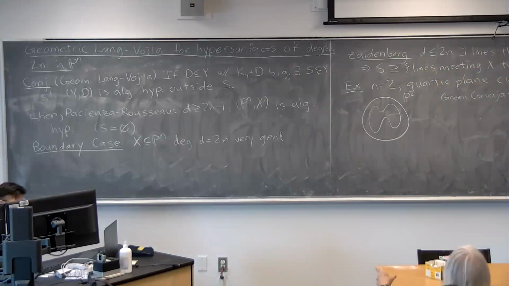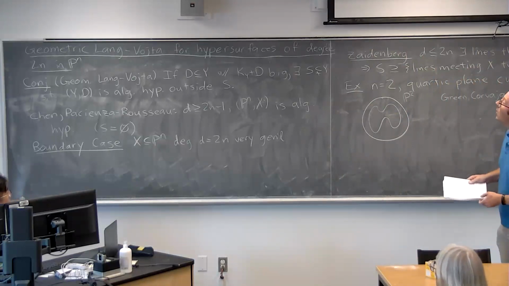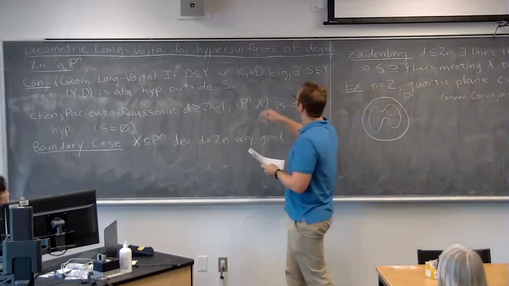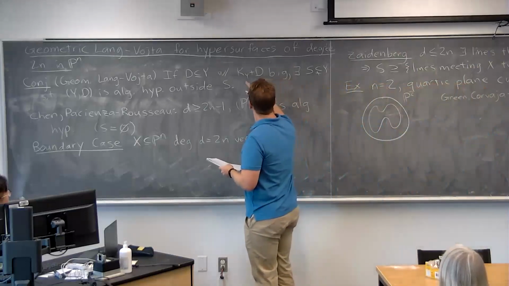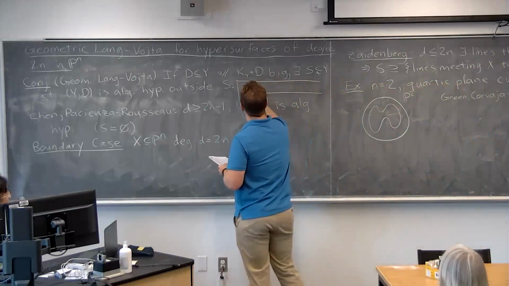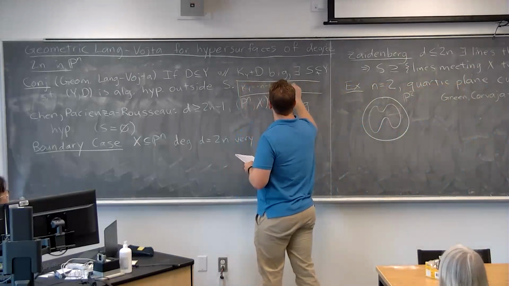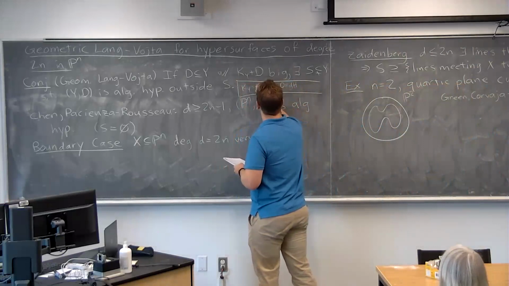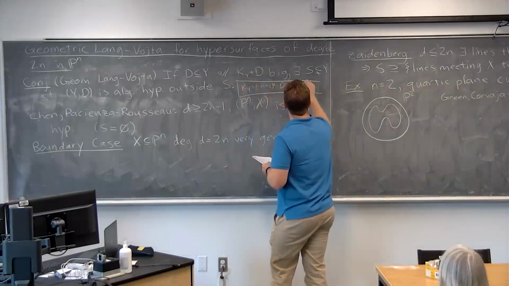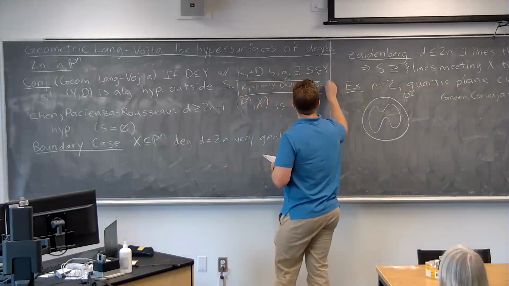A very silly question. You're saying the boundary case is when degree is 2n. Yes. But then your conjecture is when d is bigger than or equal to 2n minus 1. So I'm very confused. Let's work out the bounds, right? K_Y here, when Y is P^n, K_Y is negative n minus 1. And D is d times the hyperplane class. And so K_Y plus D is d minus n minus 1.